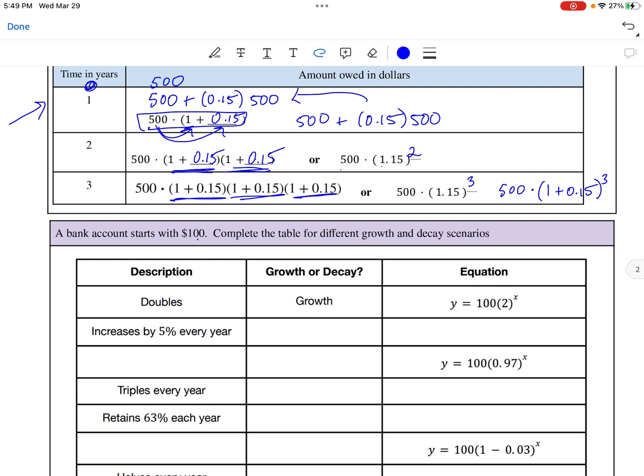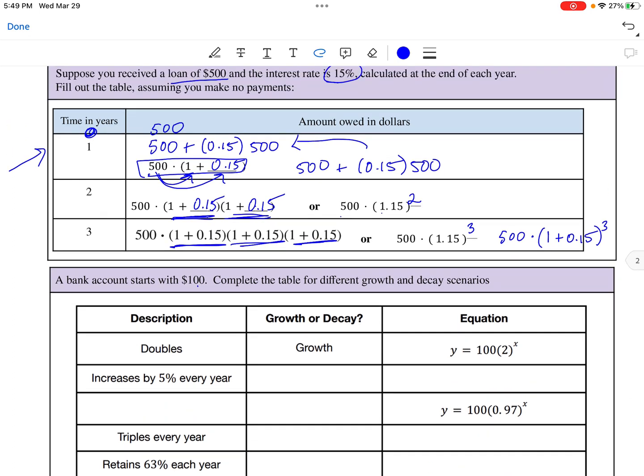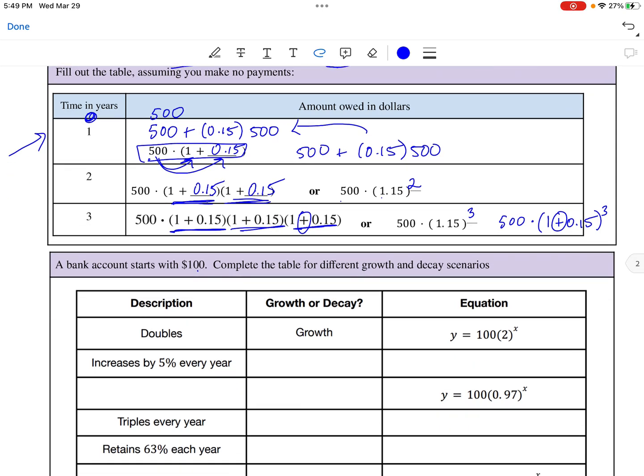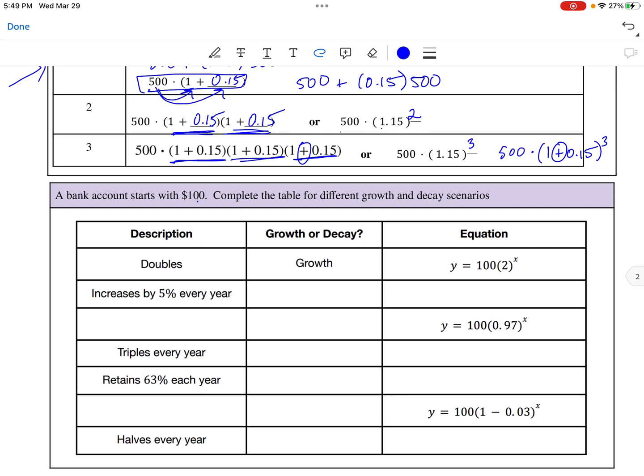So this way of writing exponential growth equations, or exponential decay, where we're talking about percentages. Notice here, the amount that we owed was growing. So you'll see all these plus signs here, 1 plus. We're going to see how that looks different for subtracting. Okay, so we have $100, a bank account with $100, and we're going to put it through a bunch of different scenarios and see what the equation would be.